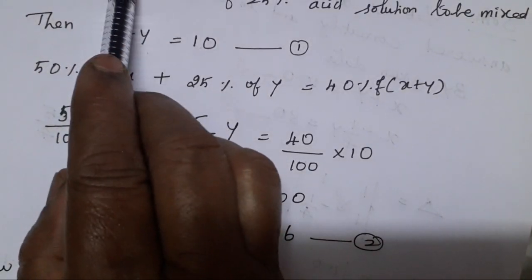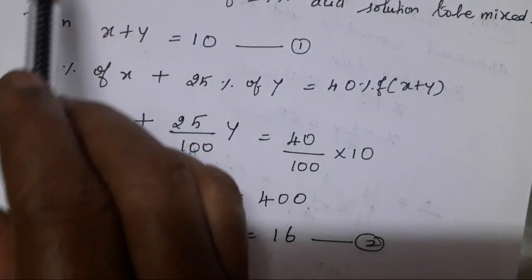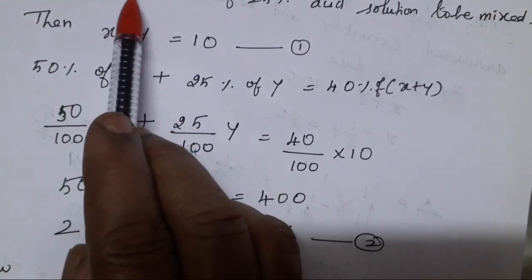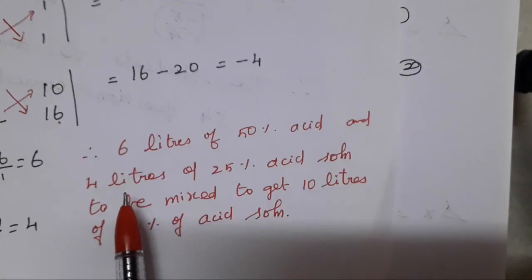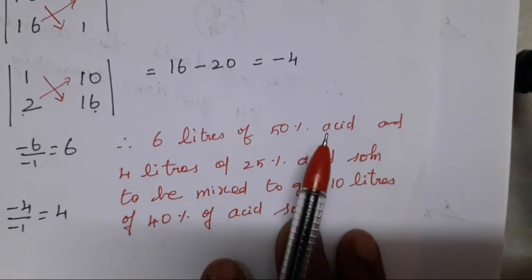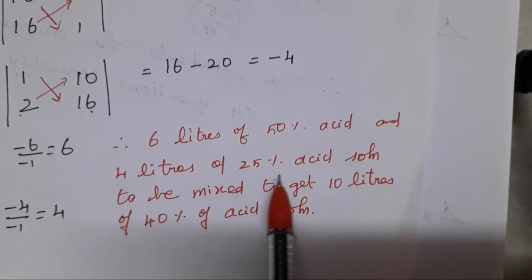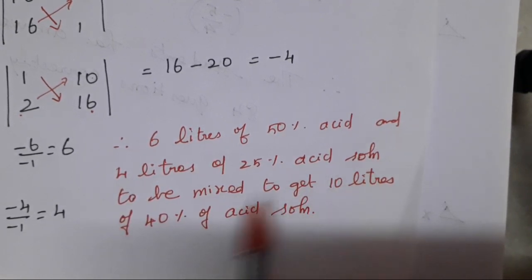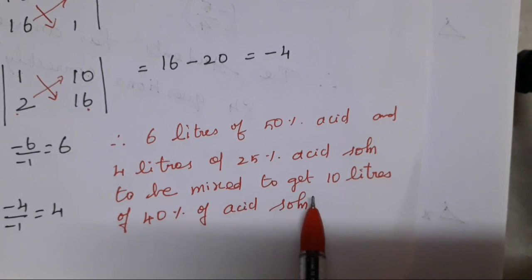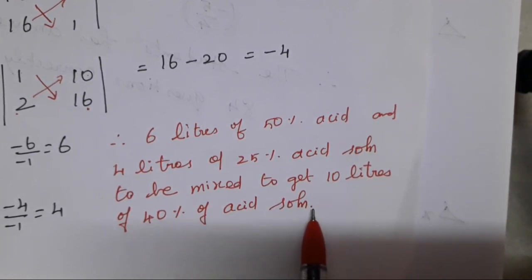Instead of x we find 6 liters. Instead of y we find 4 liters. The x is 6 liters, y is 4 liters. So write the final step properly. Therefore, 6 liters of 50% acid and 4 liters of 25% acid solution are to be mixed to get 10 liters of 40% acid solution.